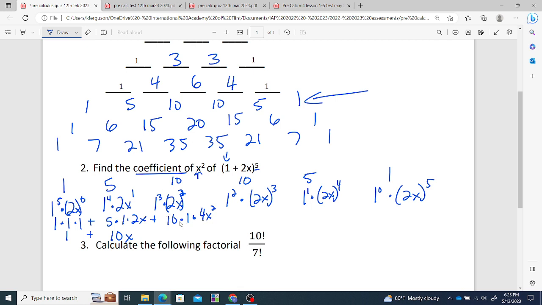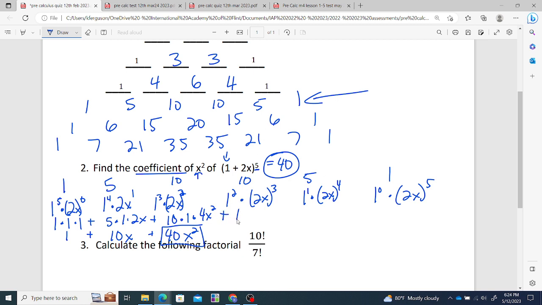So when I multiply this all out, I got 10 times 1 times 4, so that's 40x to the second power. I can stop right there because that's what we asked for. Find the coefficient of x squared. Well, the coefficient of x squared is 40. But I'm going to continue this just so you can recognize what we need to do next.